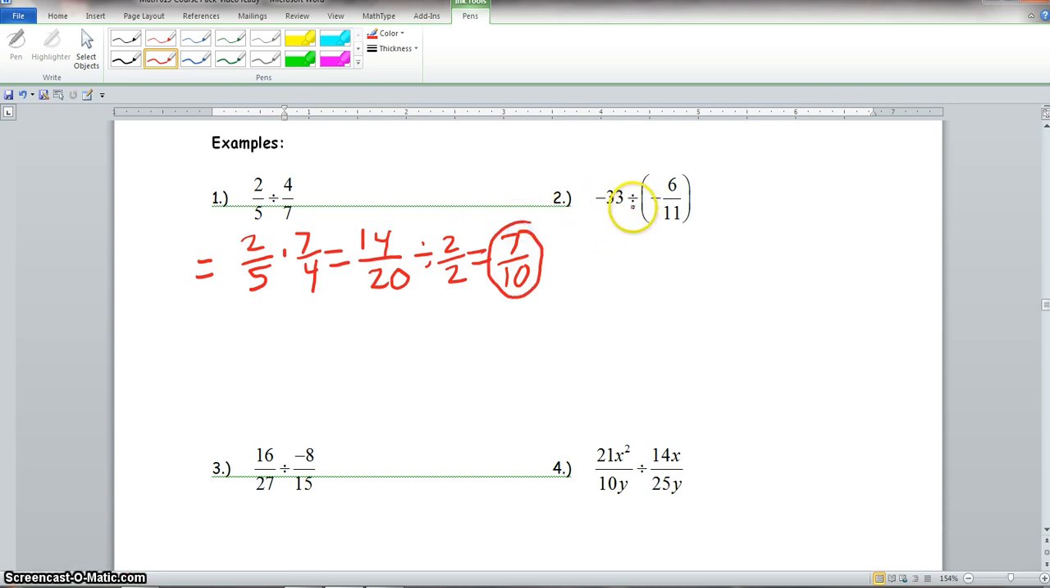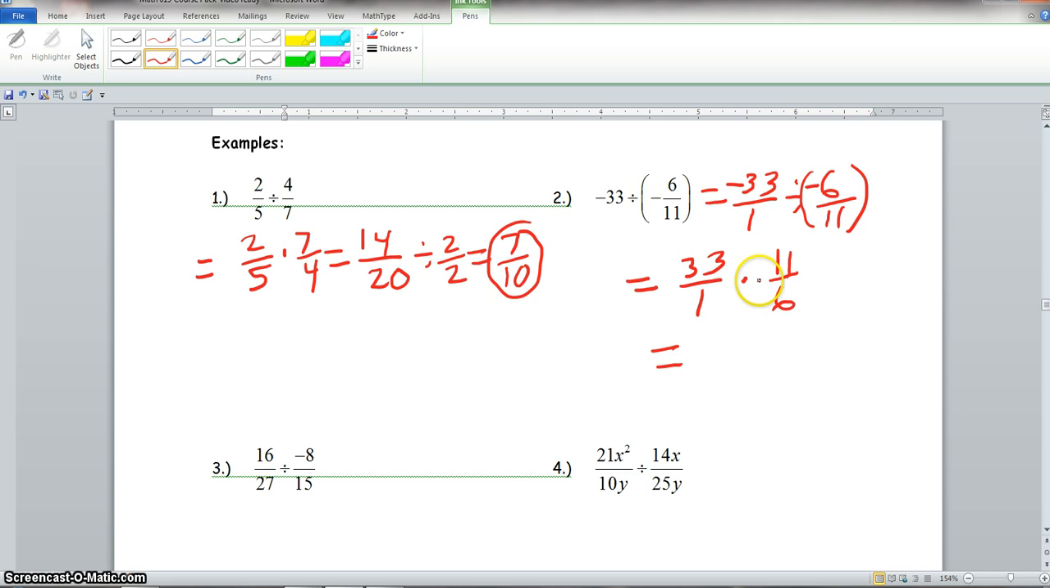Now we come here to number 2. Now we have negative 33 divided by a negative 6 over 11. Now we know a negative divided by a negative is positive, so we don't have to worry about the negative sign anymore. But let's rewrite this. This will be 33 over 1 divided by 6 over 11. As a matter of fact, I'm just going to add the negative sign here just to leave it the same. Okay, now again, a negative divided by a negative, we know it's positive. So we'll keep the first fraction the same. Division will become multiplication, and we'll take the reciprocal of the second fraction.